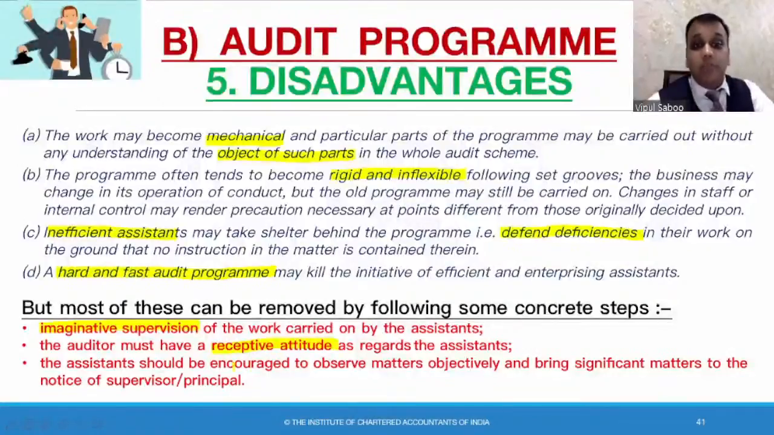The assistants should be encouraged to observe matters objectively and bring significant matters to the notice of the supervisor and principal. So observing matters objectively is as per the audit objective. They should not be subjective. There could be difference in opinion. I can think this, that particular person can think that. This is subjective. No, you have to go by the objective. This has to be done this way, then this has to be done this way only. You can ask the client for the variations. Okay? Fine. So these are the disadvantages of the audit program.